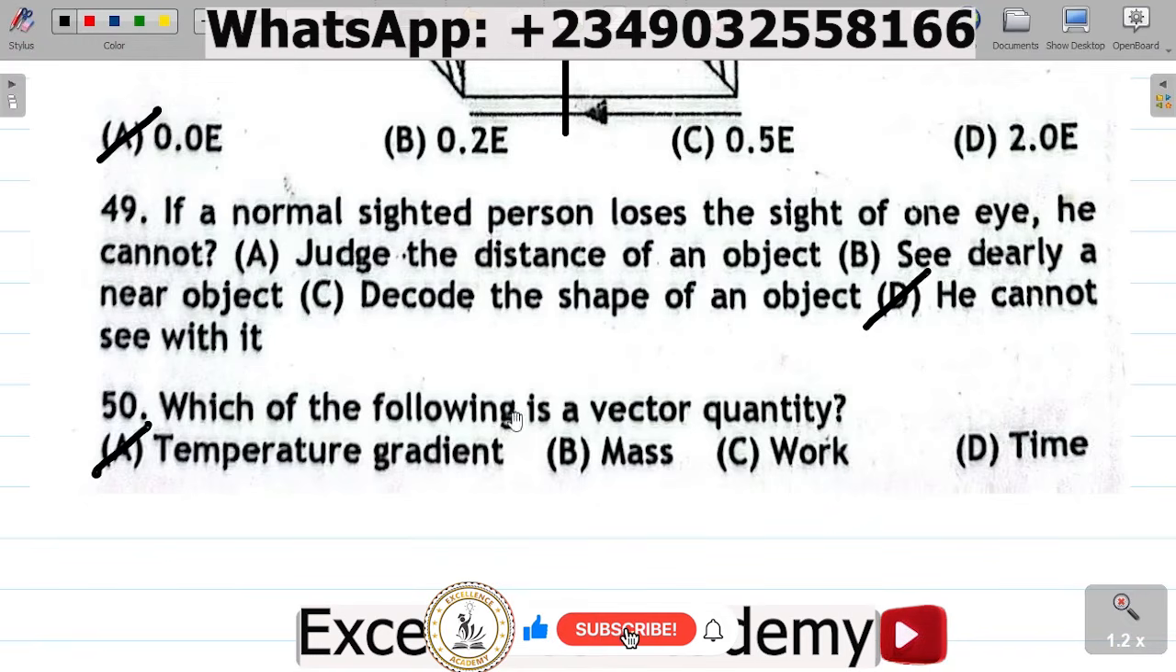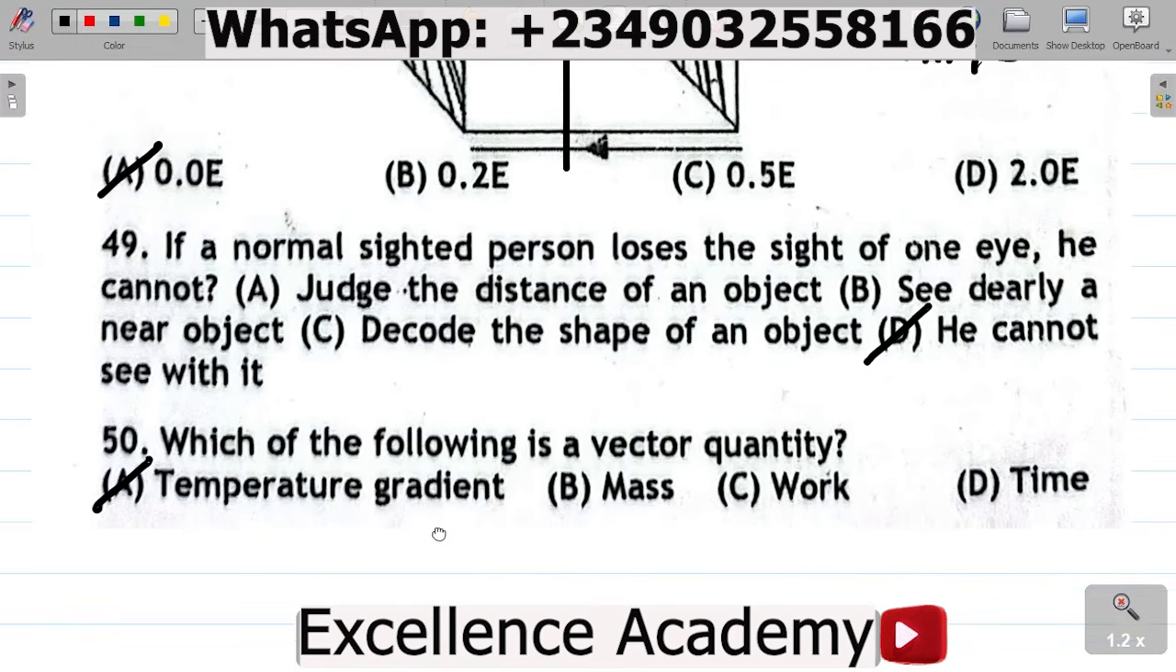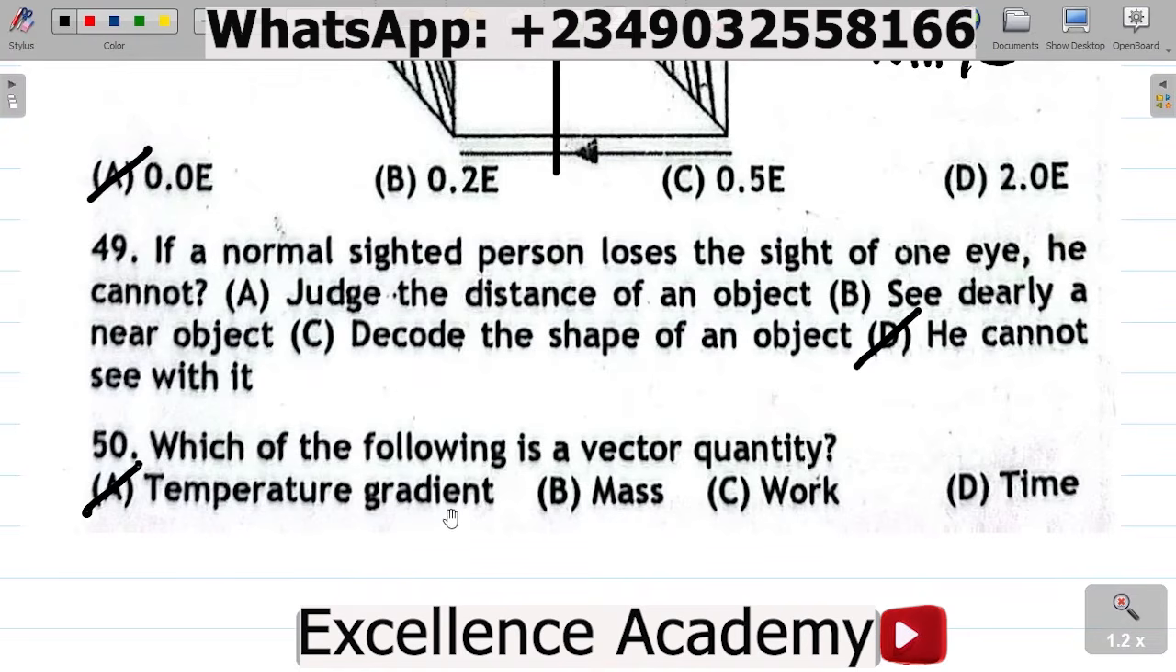Now, if temperature gradient is a vector quantity, it means it must have magnitude or numerical value and it must have direction. So what is the direction of temperature gradient? You want to take note that a temperature gradient points in the direction of the greatest temperature increase. So that's your direction. For temperature gradient, it has a value, and for the direction, it will always point in the direction of the greatest temperature increase. So that's why temperature gradient is a vector quantity. Mass, work, and time are all scalar quantities.